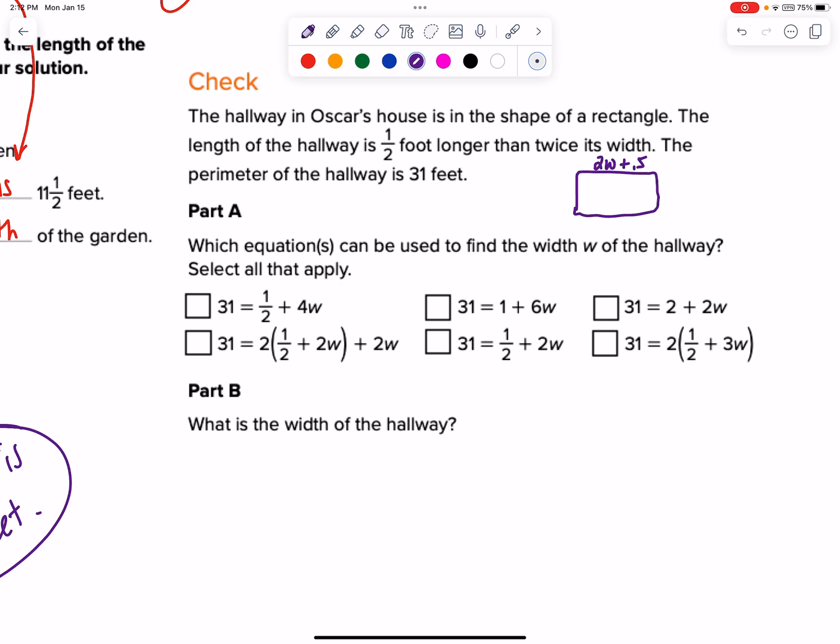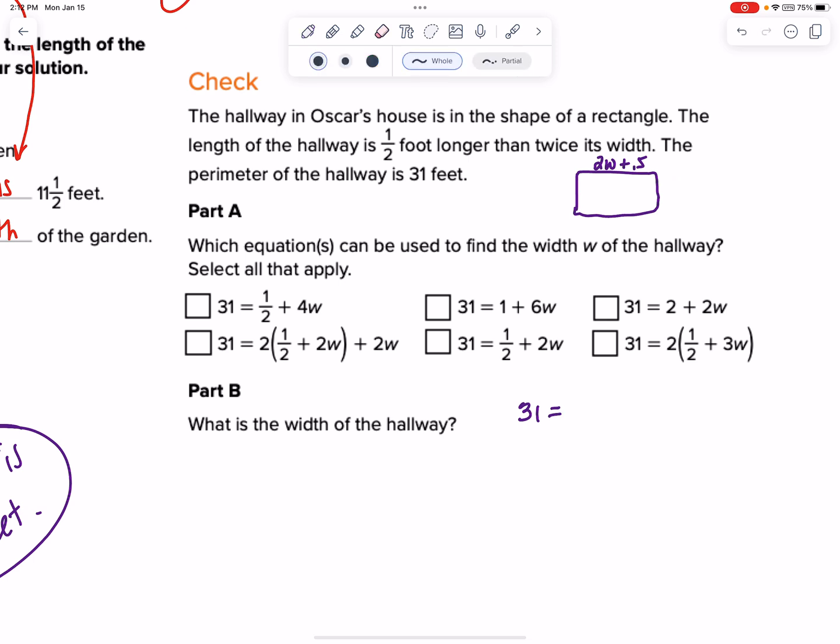And then the length is mystery L, right? But they are letting you know that the perimeter equals 31. So I know 31 goes on the one side. How would I do perimeter? Well, perimeter is 2 of the length.